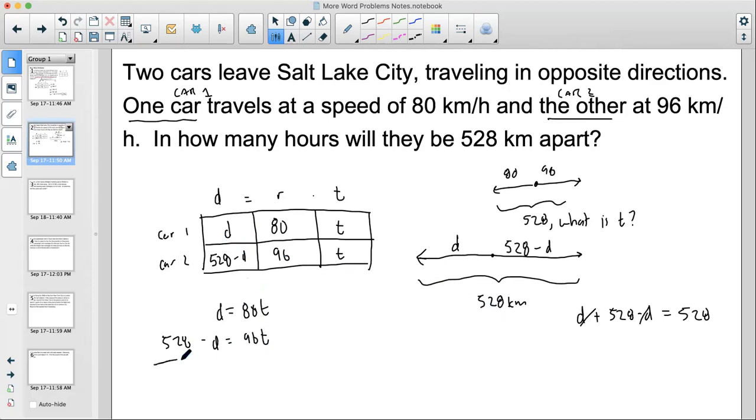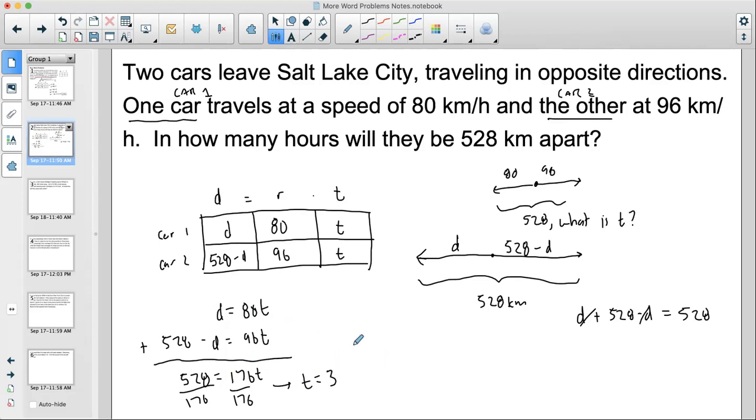Maybe I'll add these two equations together, because I can see right away that this is a positive d and this is a negative d. So I add them together, I get 528 equals, I think that's 176t. I divide both sides by 176. That leaves me t equals, is that 3 maybe? Got to break out the old calculator to do that one. 528 divided by 176 is 3.